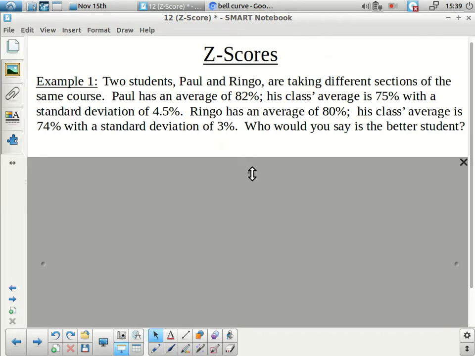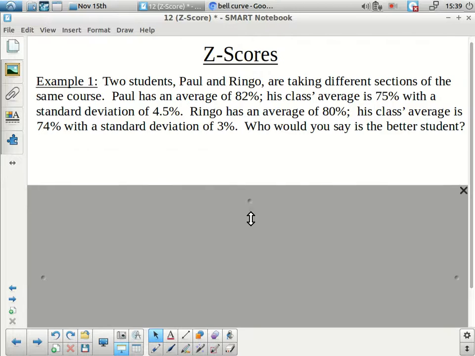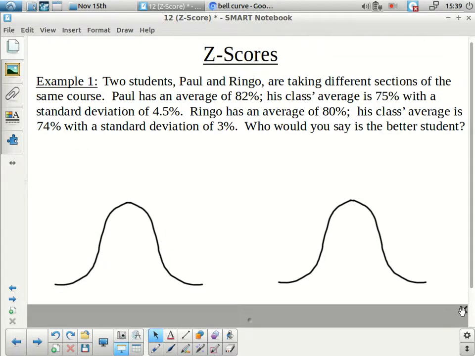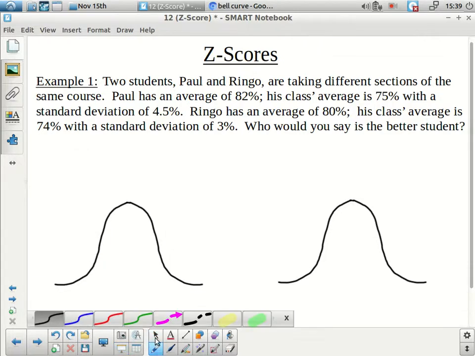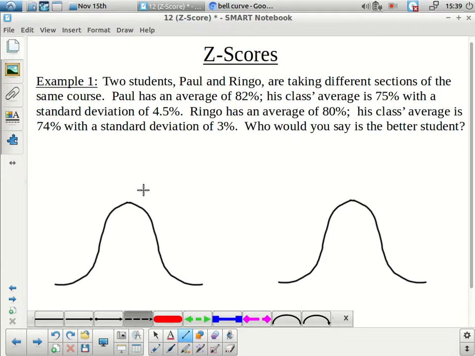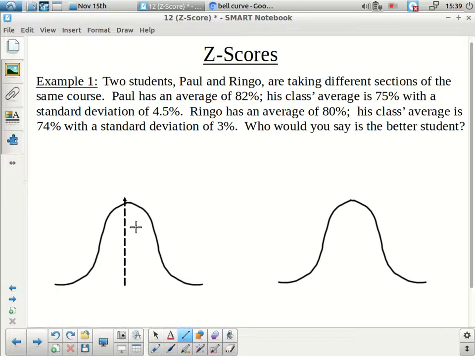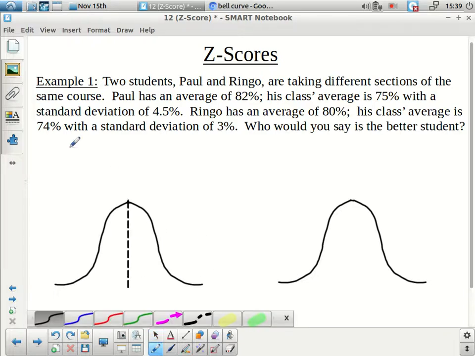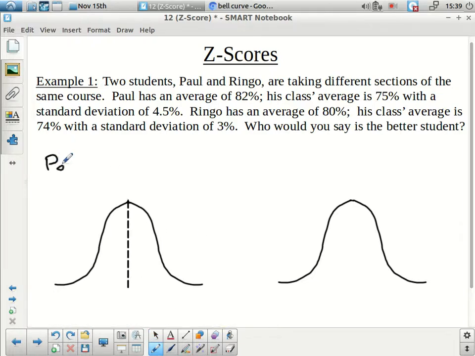To put it in perspective, we're going to draw a couple of bell curves here, and fill in the details for each student. Let's mark off the middle. If this was Paul's class, his class average, 75, would be sitting right there.